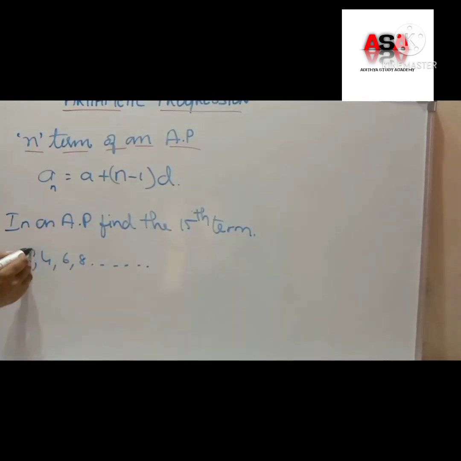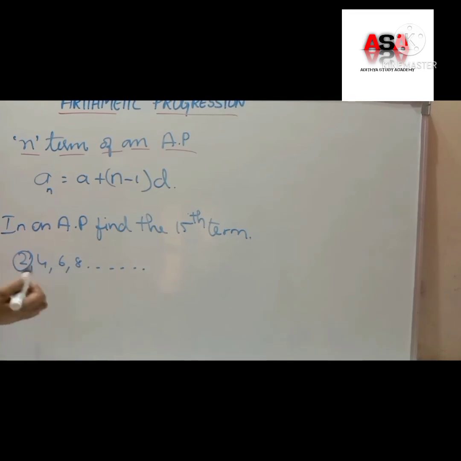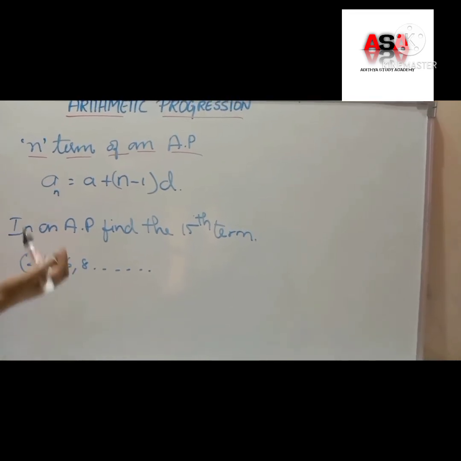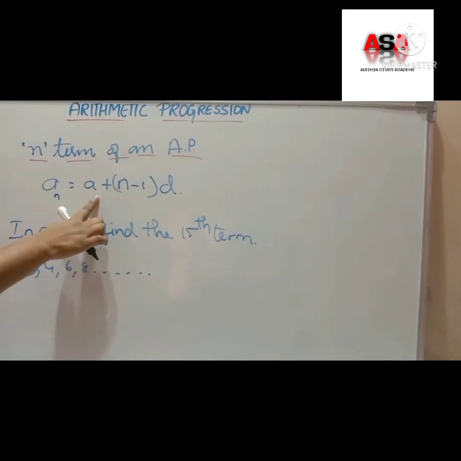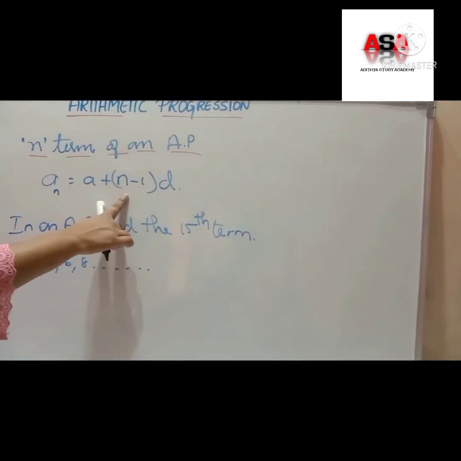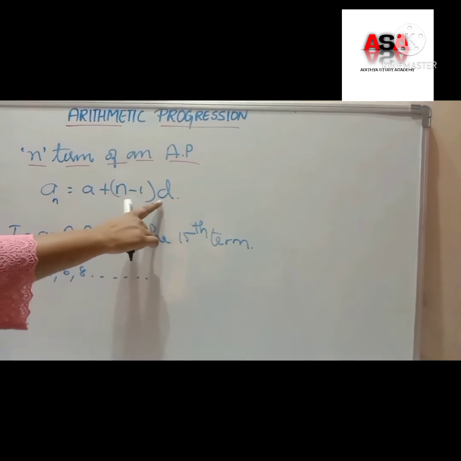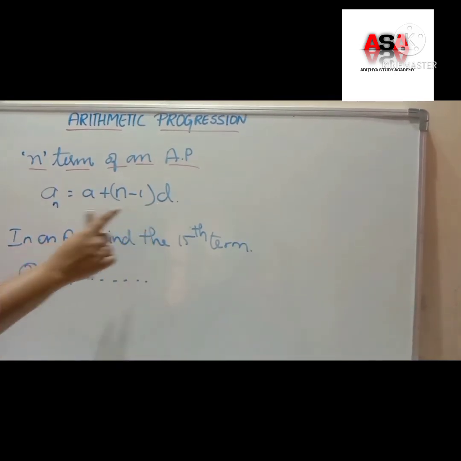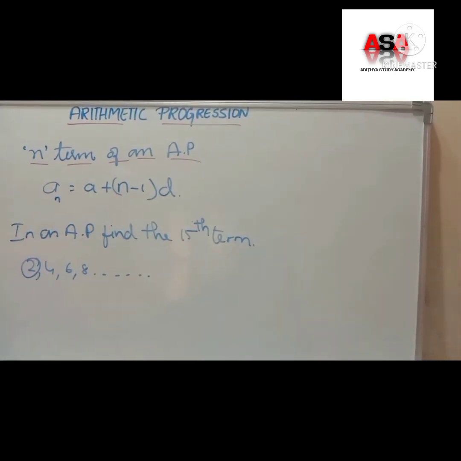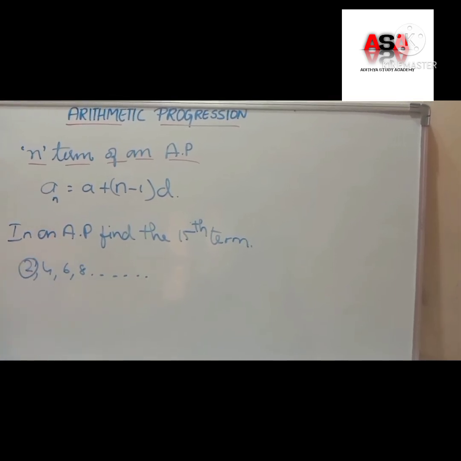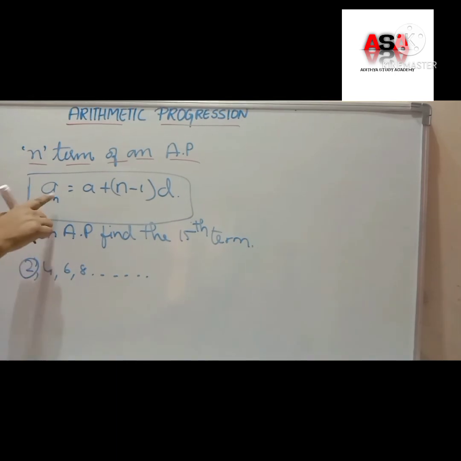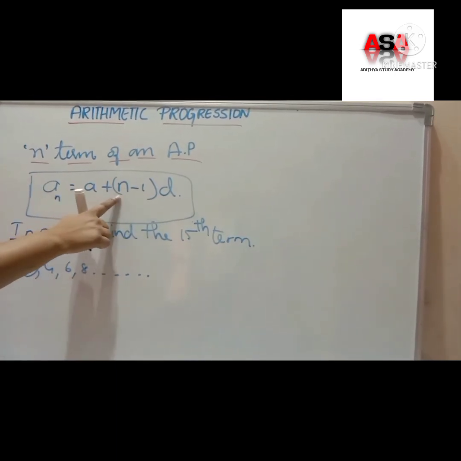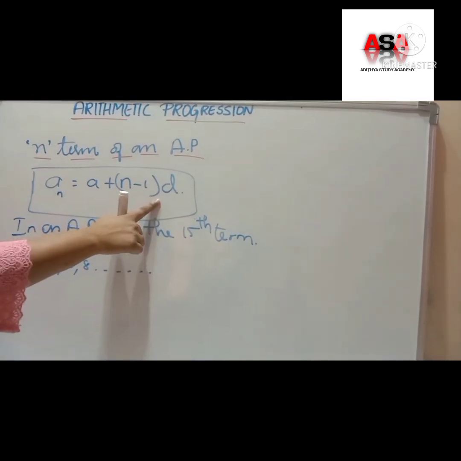Here we have the first term and we can find the common difference, right? Here n means the nth term, a means the first term, and d is the common difference. So when they ask to find the nth term of an AP, we will use this formula, that is an is equal to a plus n minus 1 into d.